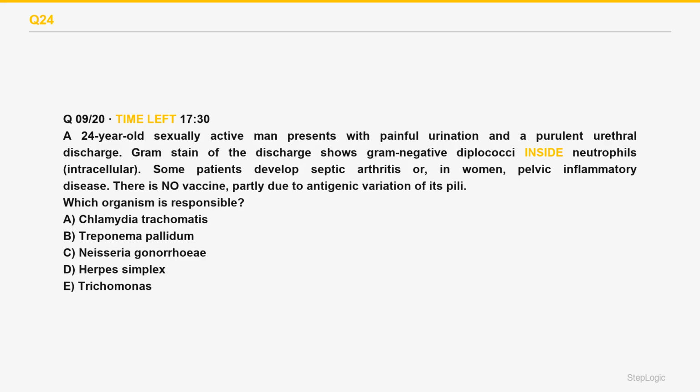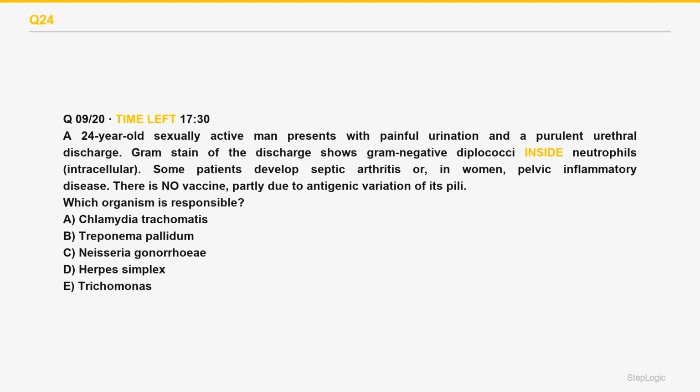Which organism is responsible? A 24-year-old sexually active man presents with painful urination and a purulent urethral discharge. Gram stain of the discharge shows gram-negative diplococci inside neutrophils, intracellular. Some patients develop septic arthritis or, in women, pelvic inflammatory disease. There is no vaccine, partly due to antigenic variation of its pili.